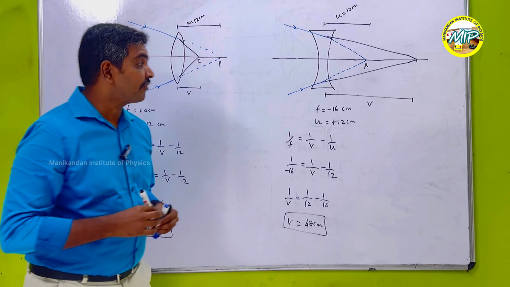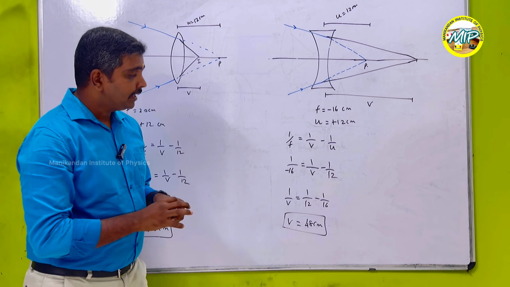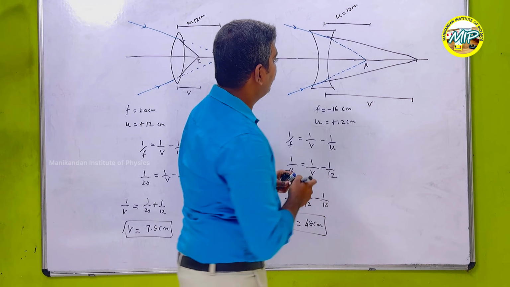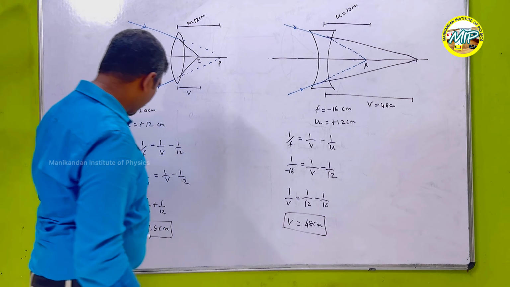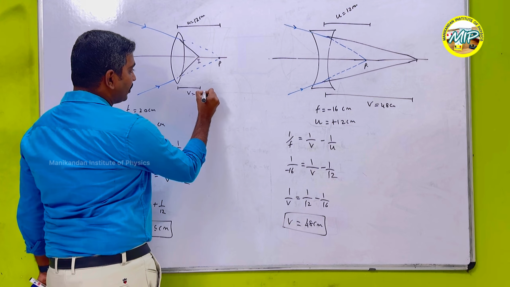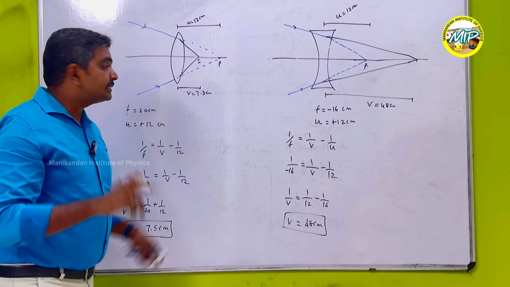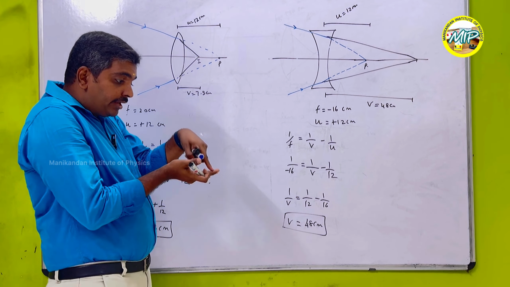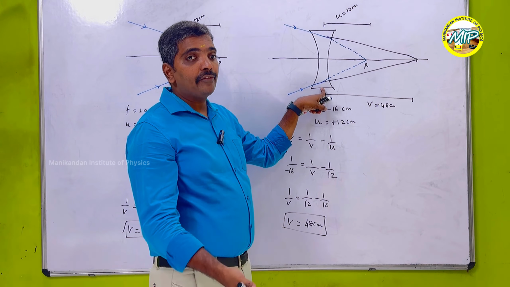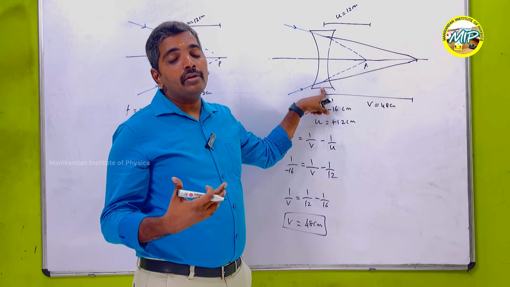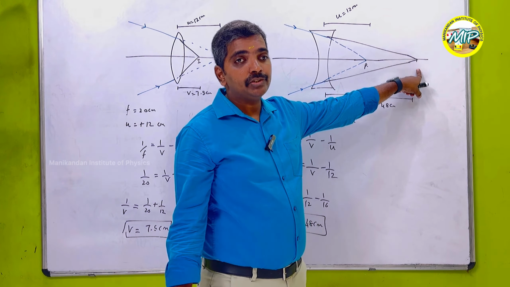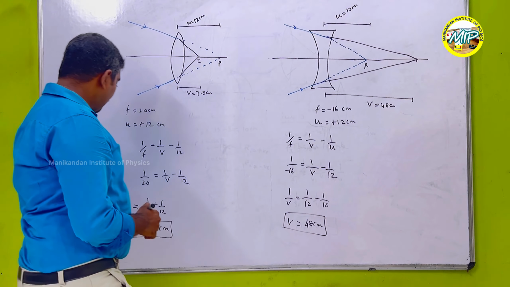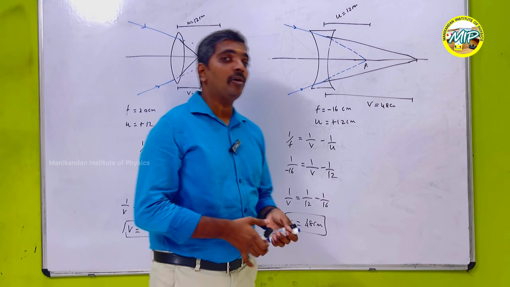So the distance from the midpoint of this lens is going to be 48 centimeter. In the convex case, V is going to be 7.5 centimeter. Since it is a converging lens, the distance decreases. Since the concave lens is always a diverging lens, I get the image at a larger distance. So using the thin lens formula, this is how we solve the problems.